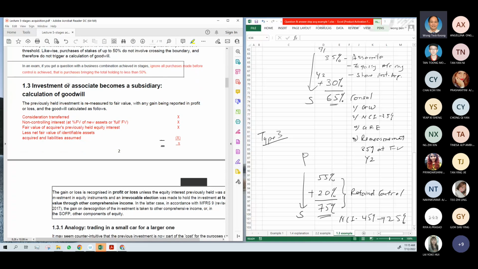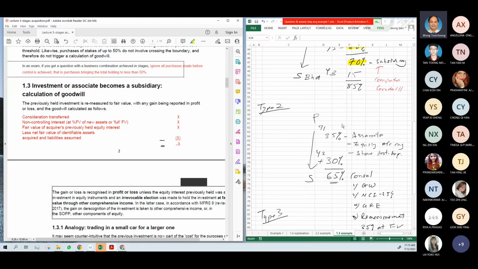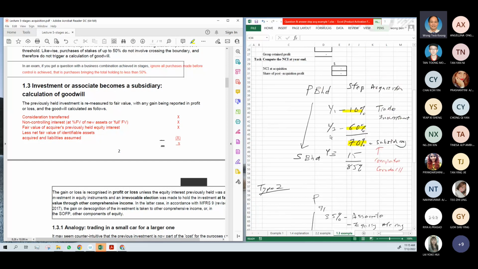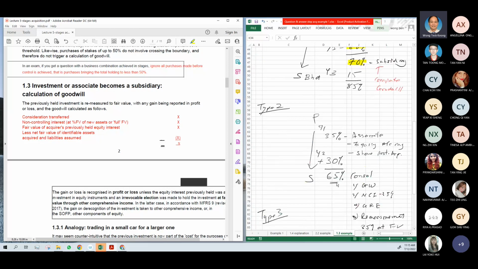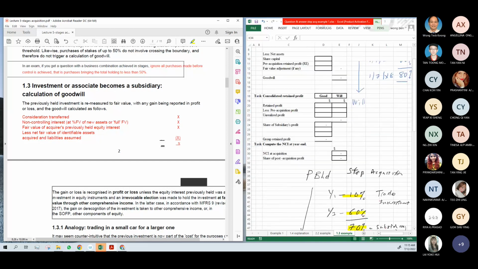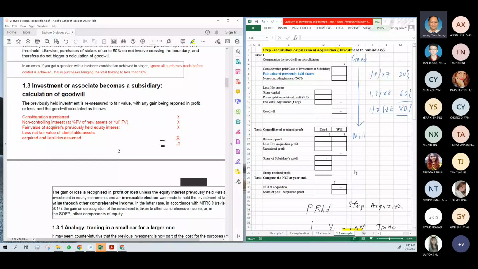So first, investment or associate becoming a subsidiary. Now we do this type, the normal investment or associate. For type 1, as I explained, you have 10%, you bought 60 and get 70, or you have 35%, you bought 30 and it becomes 65. How should we do the treatment? Remember when we taught you the lecture last 2 weeks, you have task 1, task 2, task 3. Same thing, we do task 1 first, goodwill computation.